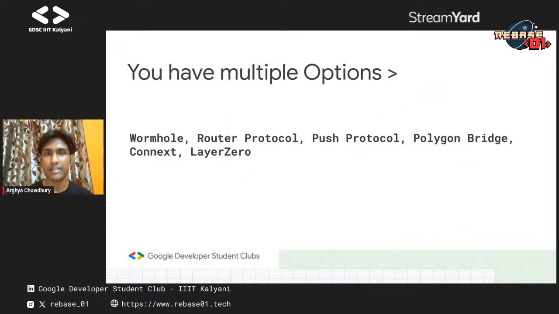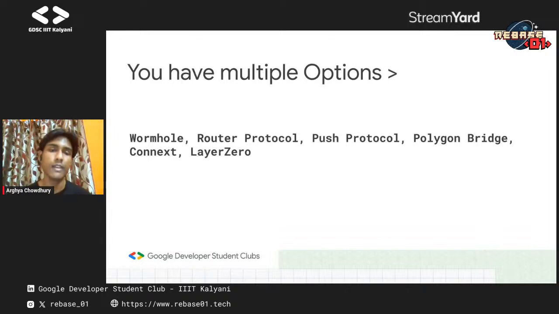So yeah, you have multiple options. These are all the options that are really popular that you can actually try out. But in this session, we will be mainly talking about Wormhole and Router Protocol, as I mentioned, because those are protocols that really do the job. They are easy to implement. They are super fast. They take super low fees as well.